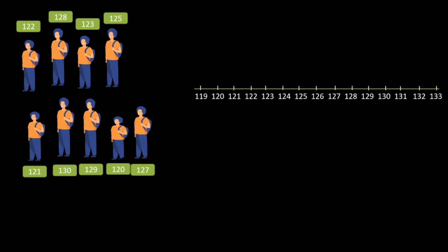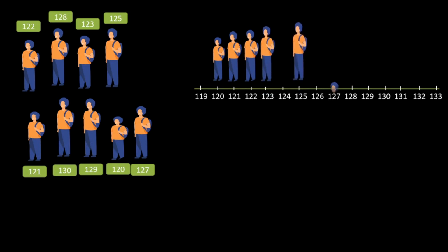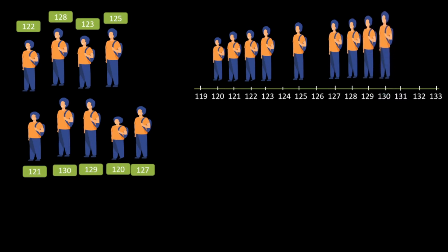Now let's start putting the students in ascending order on this number line. The least height is 120 centimeters, so we'll put a student on 120 centimeters. In that way, we will put the 121 centimeter height student in the second place. Now 122, 123, 125, 127 and 128. Last but not least, 129 and 130.